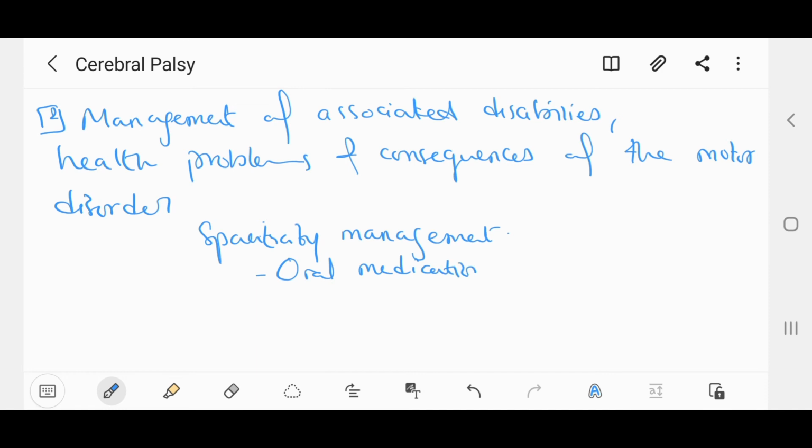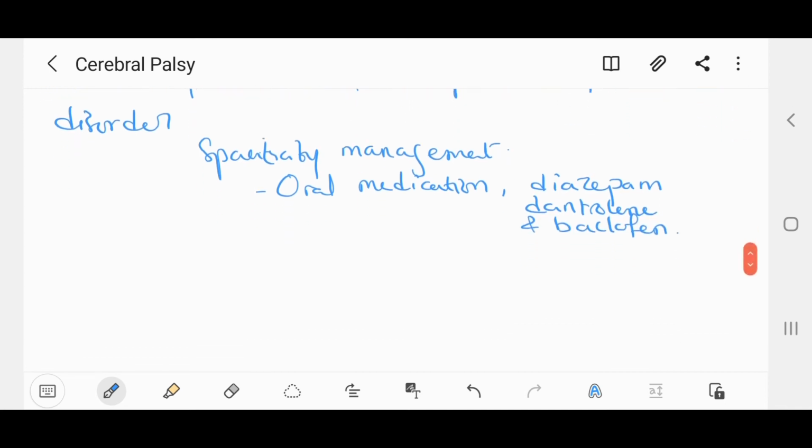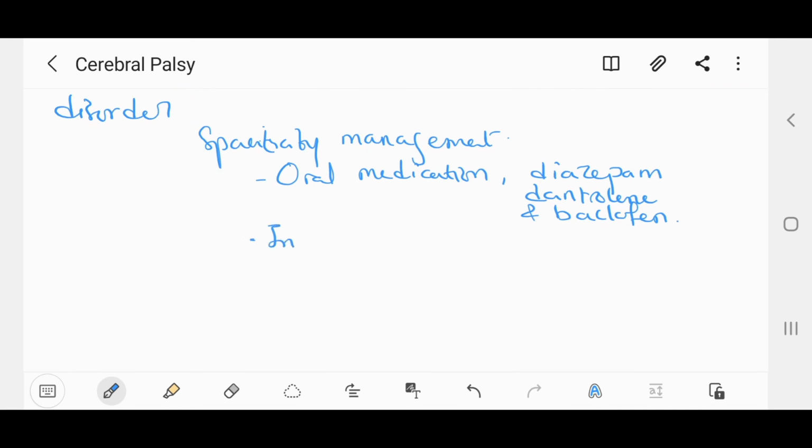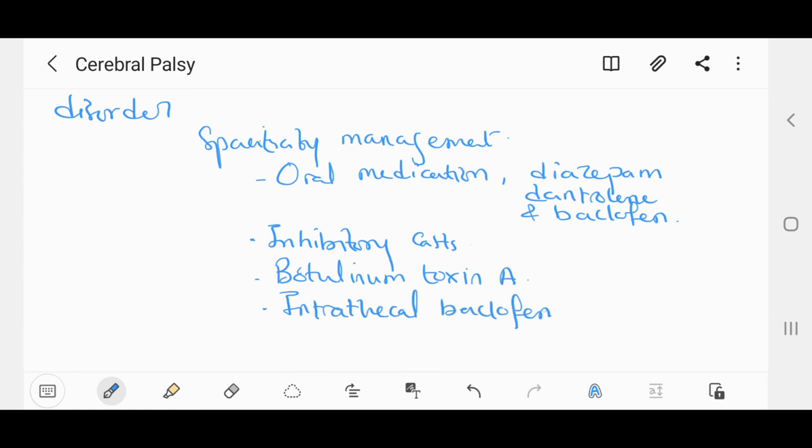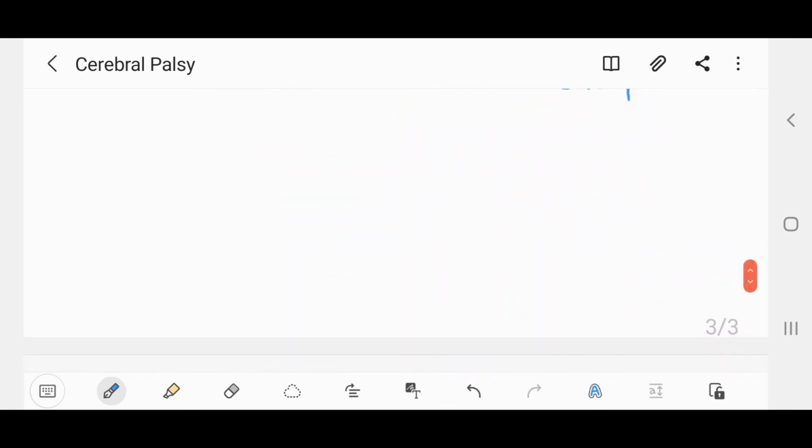Options include oral medications, for example, diazepam, dantrolene sodium, and baclofen. Inhibitory casts, for example, below-knee casts, increase joint range and facilitate improved quality of movement. Botulinum toxin A reduces localized spasticity. Also, intrathecal baclofen, which is suitable for a small number of children with severe spasticity and may enhance quality of life. Selective dorsal rhizotomy is a neurosurgical procedure whereby anterior spinal roots are sectioned to reduce spasticity.